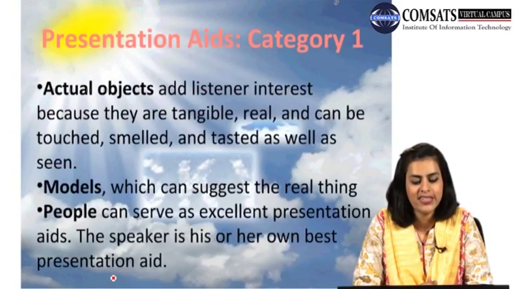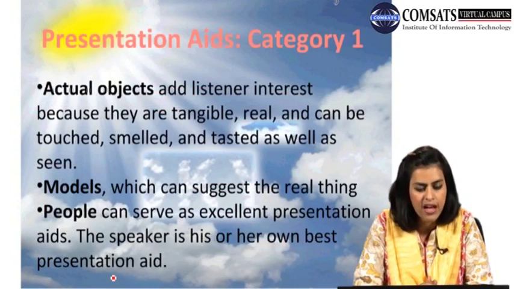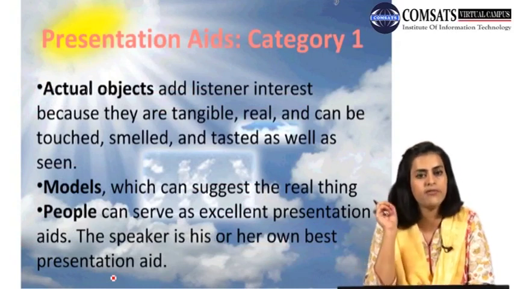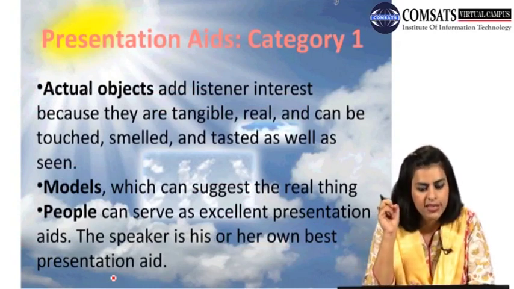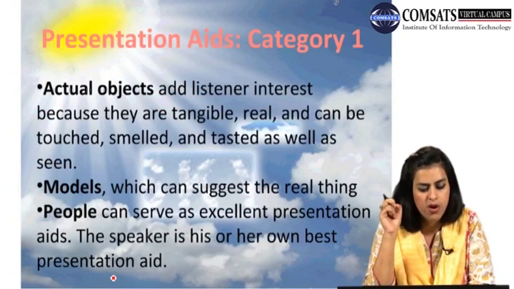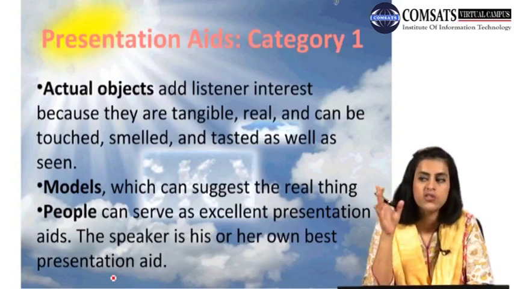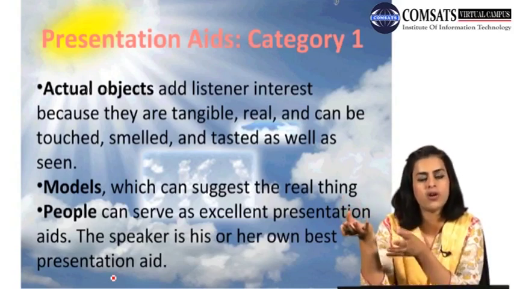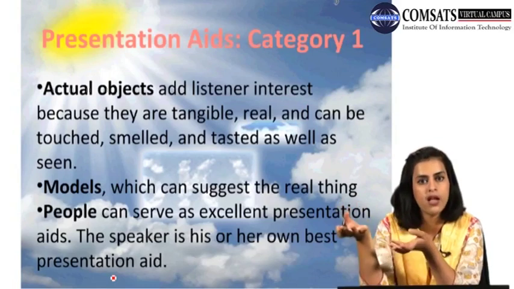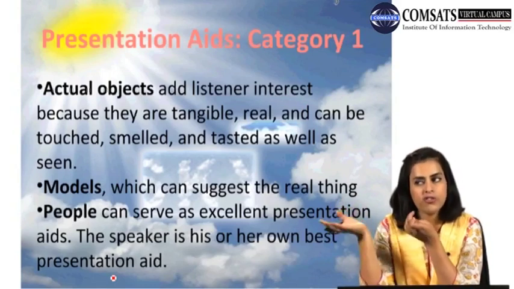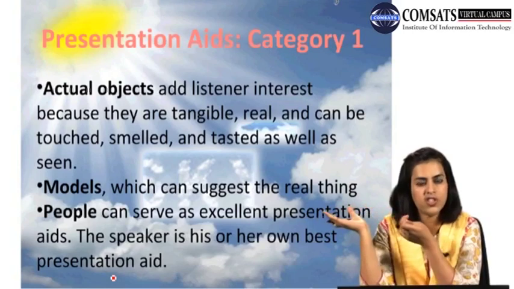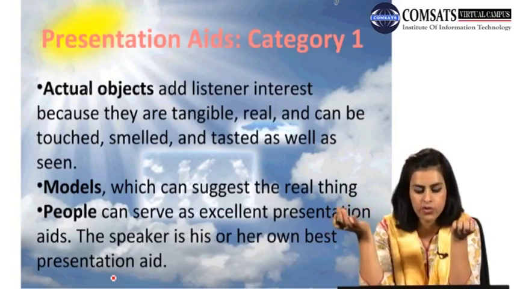Now for the presentation aids, category 1 says actual objects. In category 1, you can have the actual objects and listener interest because they are tangible, they are real, and they can be touched, smelled and tasted as well as seen. So the real dummy of the product or the real product you can bring, or the actual object that you can bring into the presentation, and your audiences would be more interested.